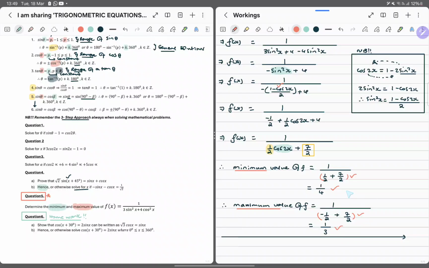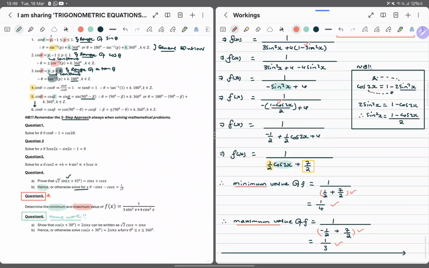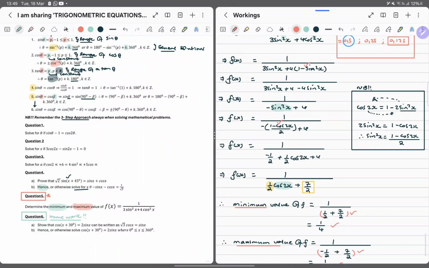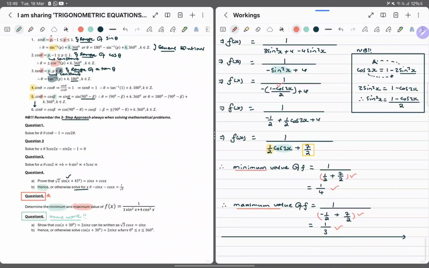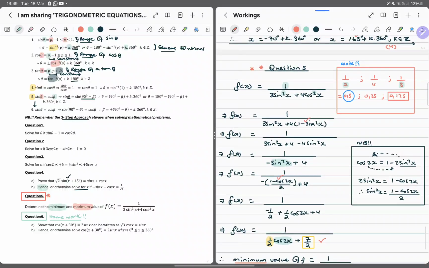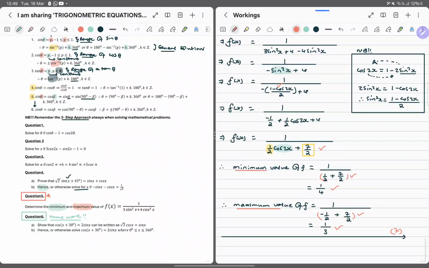So this would be 1, 2, 3, 4, 5, 6. Okay, let's make it nice and 7, because this function needs to come out. So we can say this could be for 7 marks. Yes, yes, and yes.